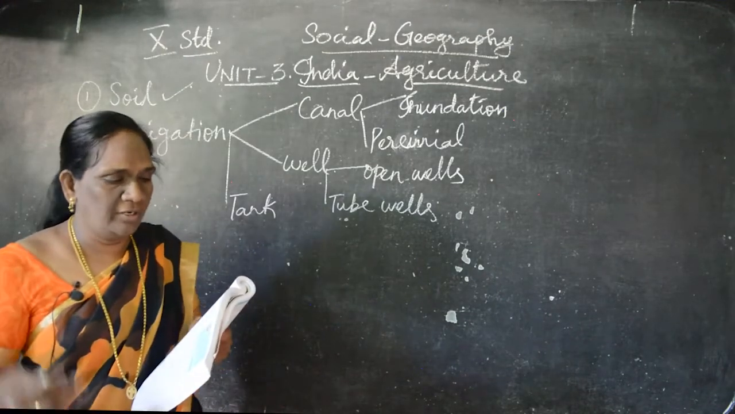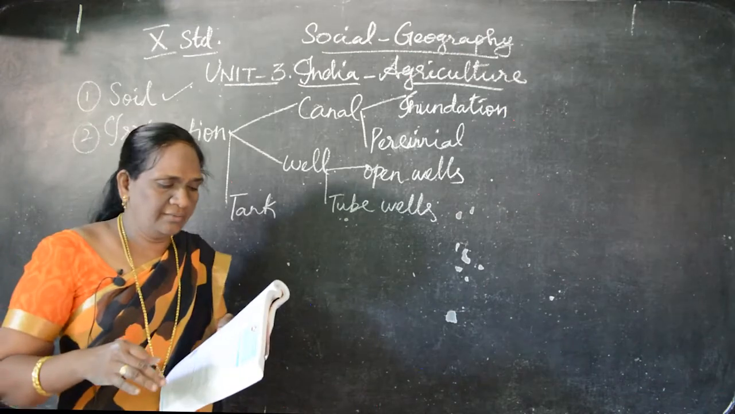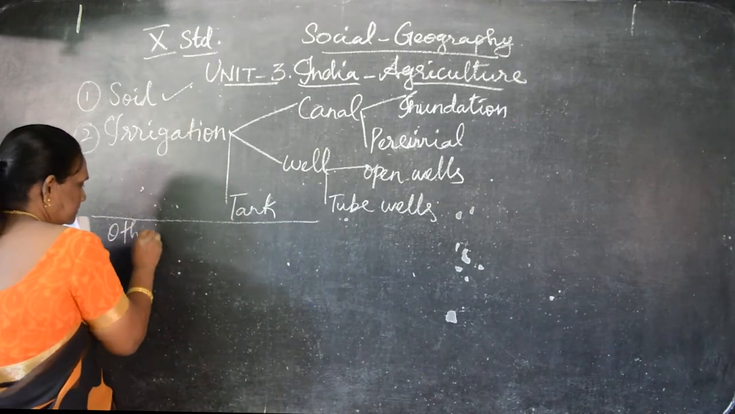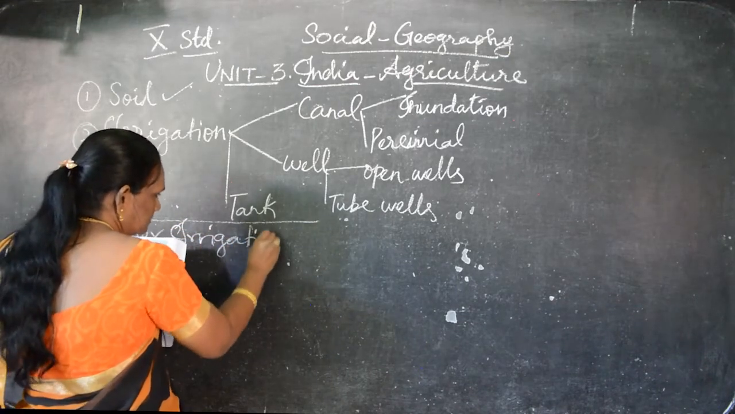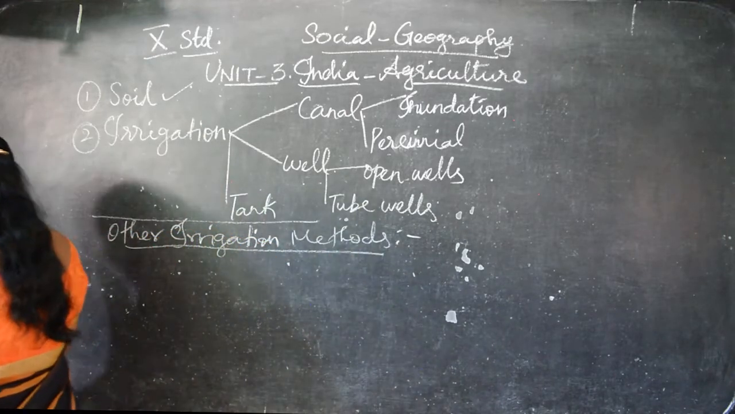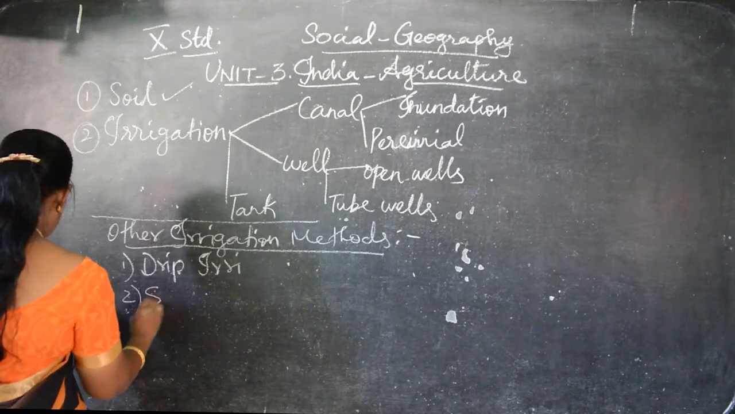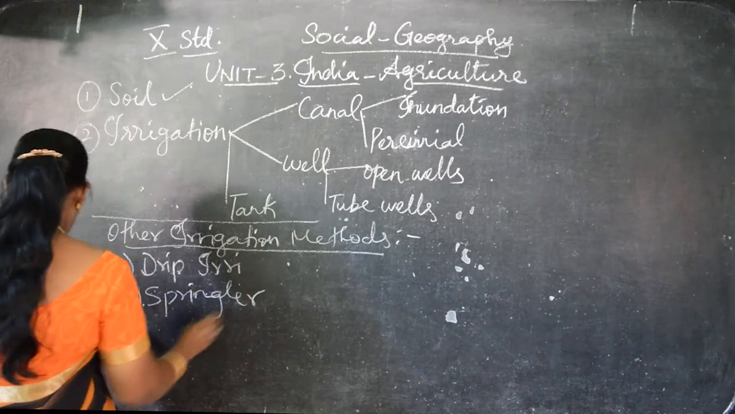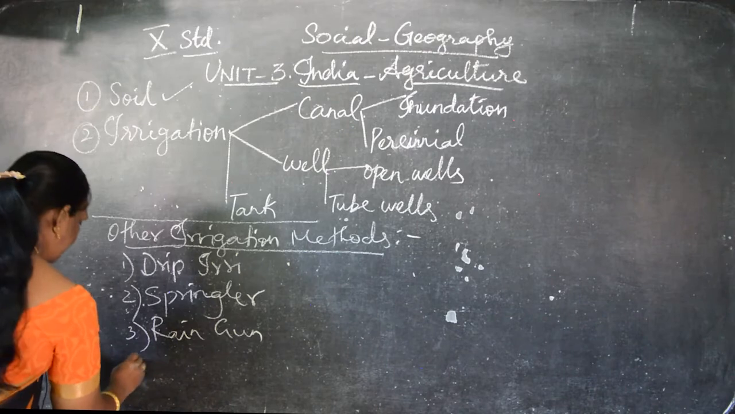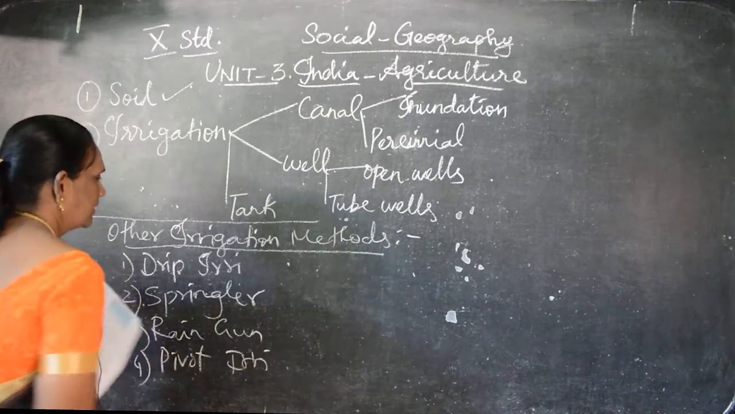What other irrigation methods are there? Modern irrigation methods, there are many modern methods that have come now. Understand, they are drip irrigation, sprinklers, rain gun, and central pivot irrigation. What are the other irrigation methods? We'll see. Drip irrigation, then second sprinkler, the third one rain gun, and the fourth one central pivot irrigation. So these are the other irrigation types.